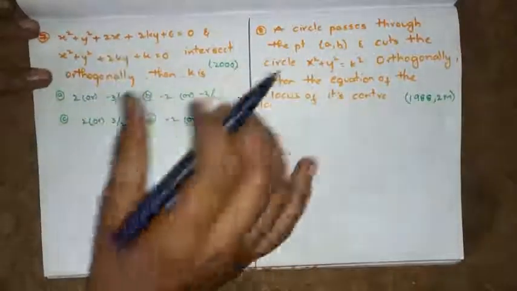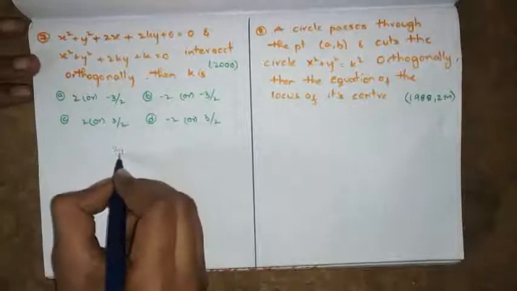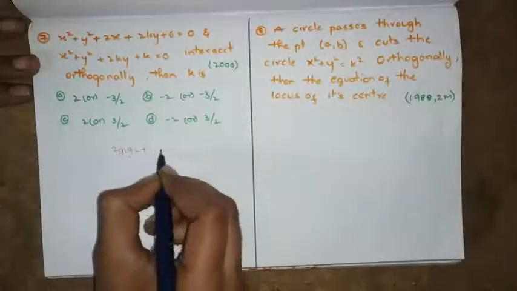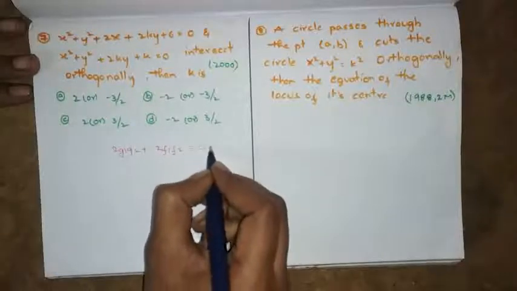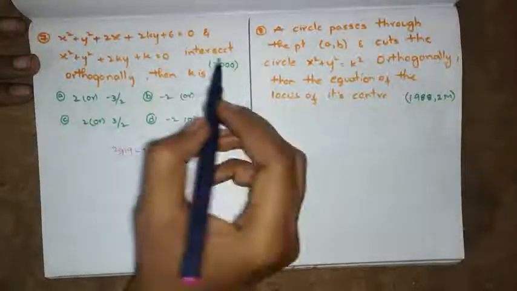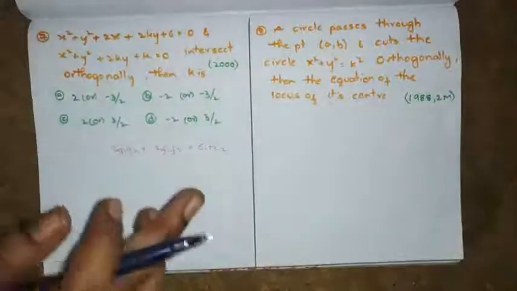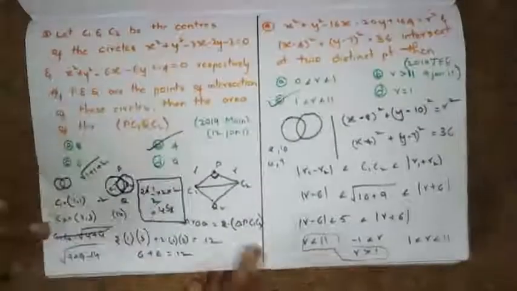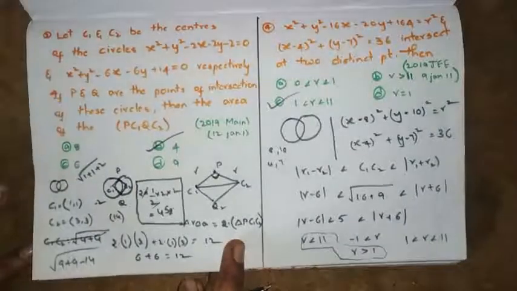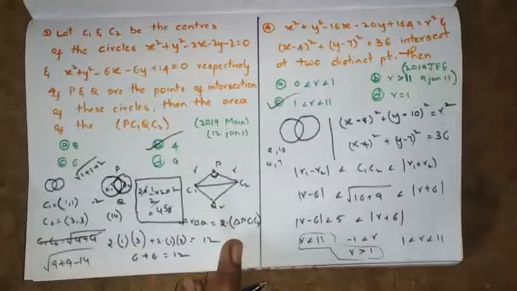These two circles intersect orthogonally. What is the orthogonal condition? 2g1g2 plus 2f1f2 is equal to c1 plus c2. This is a 2000 IIT question. The orthogonal condition is given in a JEE Mains question also. Let me see where it is. Here the orthogonal condition is applied.